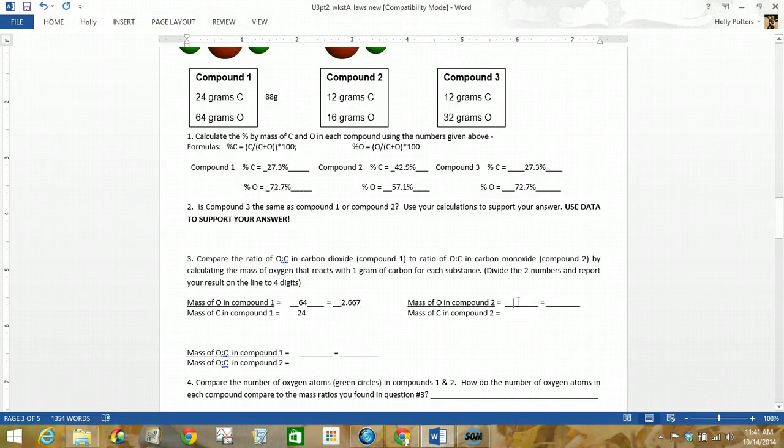I'm going to do that for each of the compounds, and so we've got 16 for the mass of oxygen in compound 2, we've got 12 for the mass of carbon in compound 2, and then that gives us a 1.333 for 4 total digits. And then in compound 3, we have 32 for the oxygen, we've got 12 for the carbon, and then that gives us a ratio of 2.667.